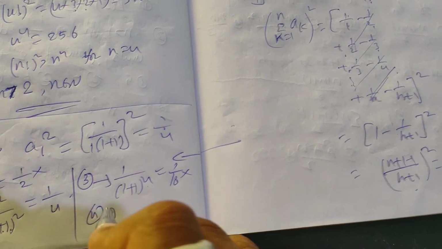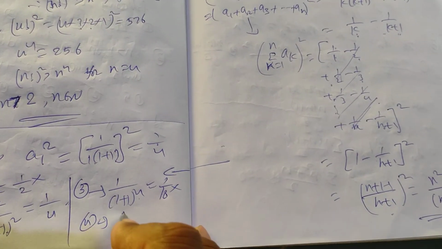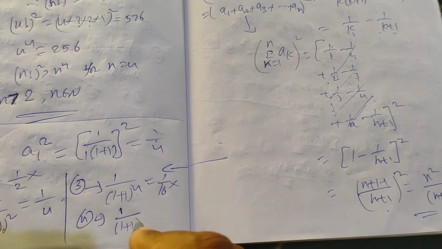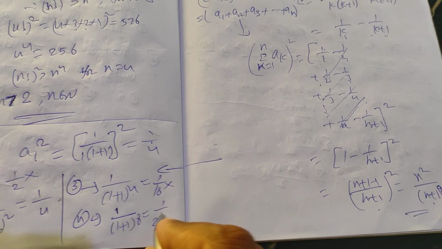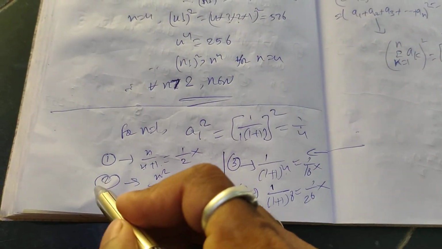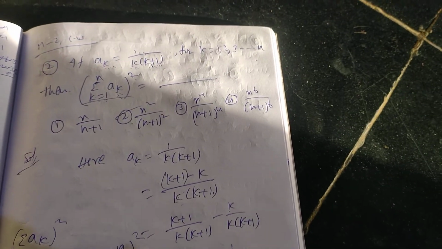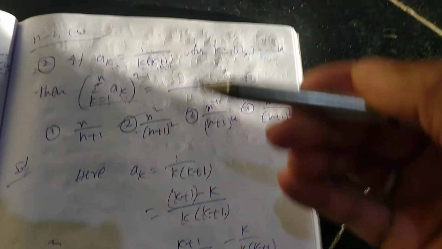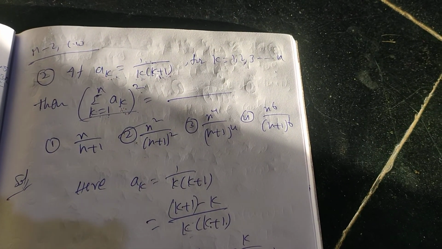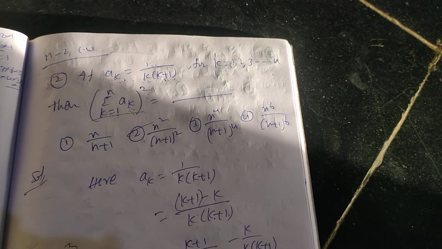Fourth option, n power 6 by n plus 1 whole power 6. That means 1 power 6 by 1 plus 1 whole power 6, that is 1 by 2 power 6. It is also not equal to 1 by 4. So this is also not the correct answer. So what is the option? Second option. Verification also we can do. But sometimes if you remember the procedure for how to do problems like these, then we can get the answer easily. Both ways we can learn for this question.